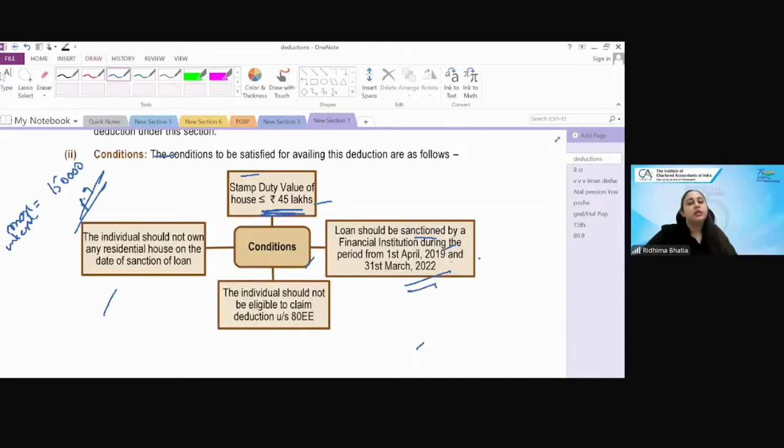See, if I do not have sufficient income, then claiming 24B is better. Why? Because it can be carried forward. But if I have sufficient income, then I can claim 1,50,000 under my deductions. Considering everything, you should not be having special income. Basically, your deduction should be fully utilized against the gross total income. Then only I will claim 80EE. Otherwise, I will always claim interest on loan under section 24B.